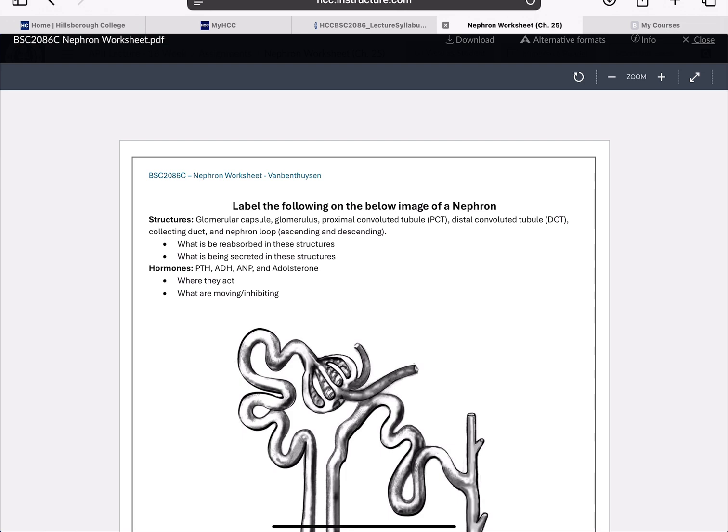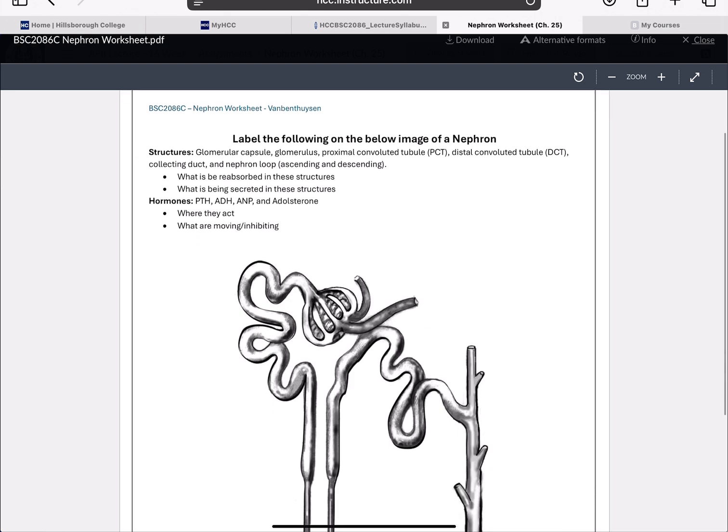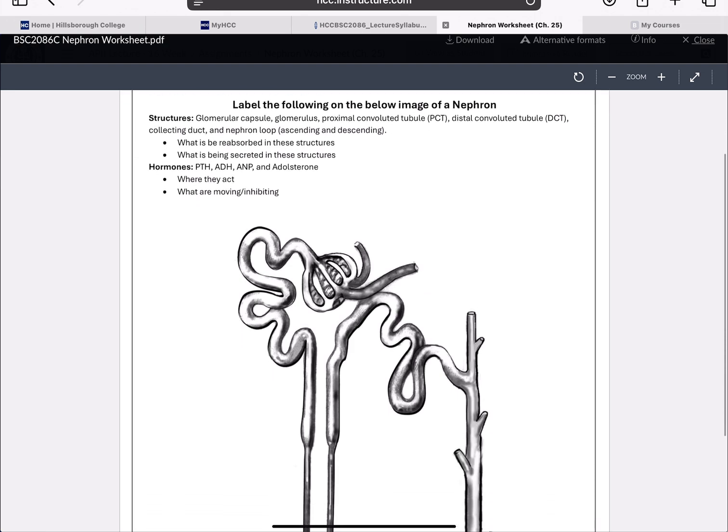But what's really important is, when we're talking about each one of these areas, like the proximal convoluted tubule, distal convoluted tubule, collecting duct, and the ascending and descending limbs of your nephron loop, to recognize what is being reabsorbed and what is being secreted in these different areas, because it's going to be different. If we're in the proximal convoluted tubule, what's being reabsorbed and secreted is different than what's being reabsorbed and secreted in the collecting duct.